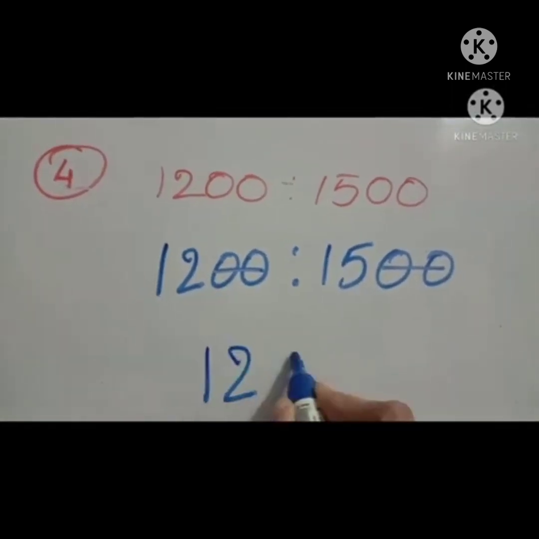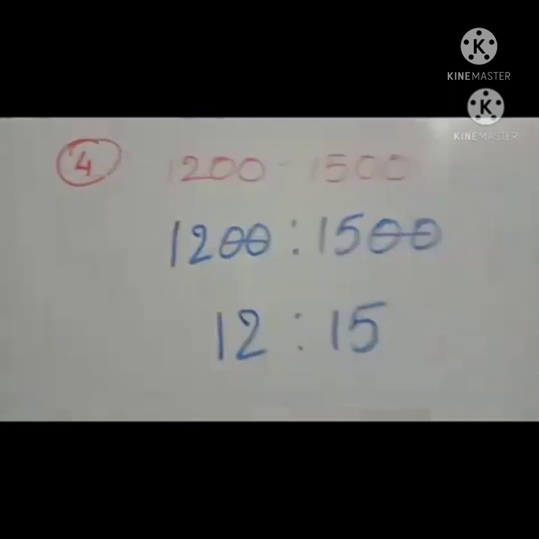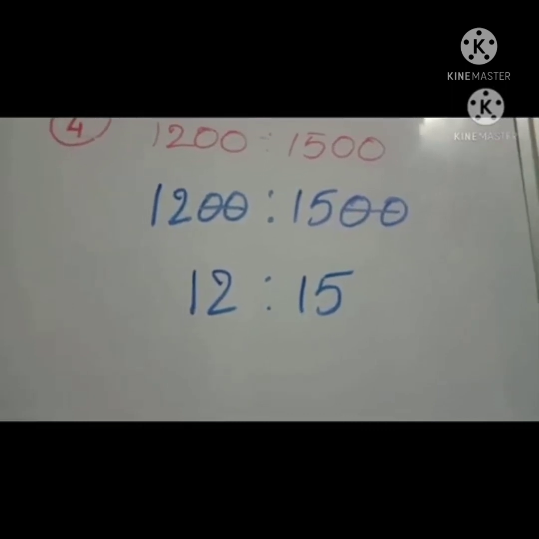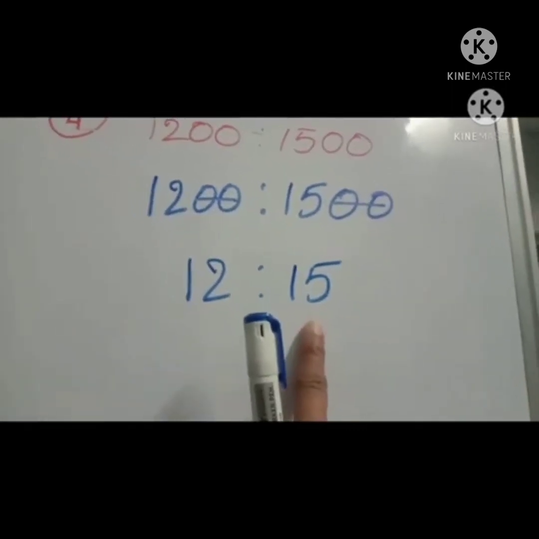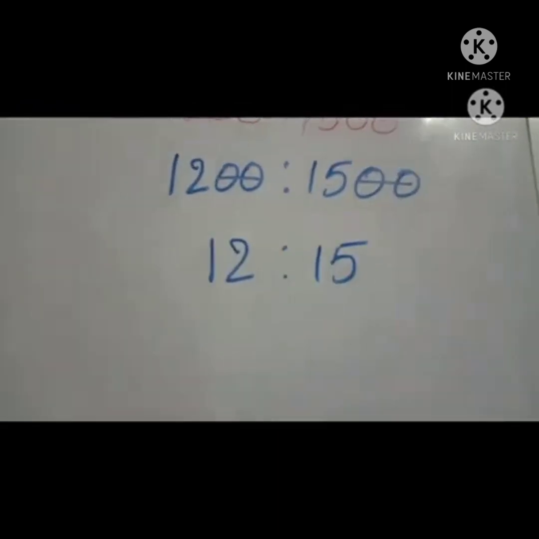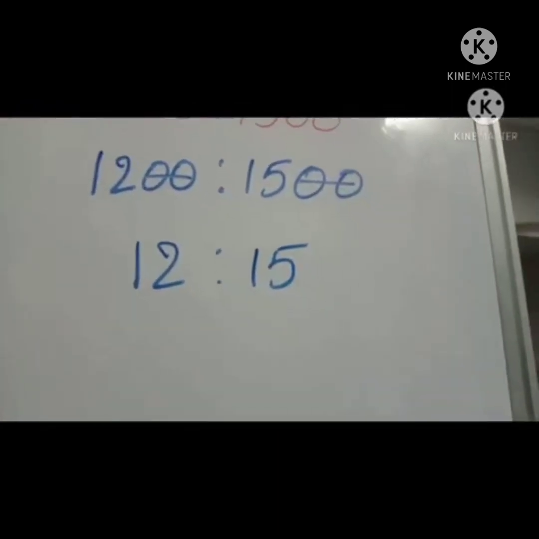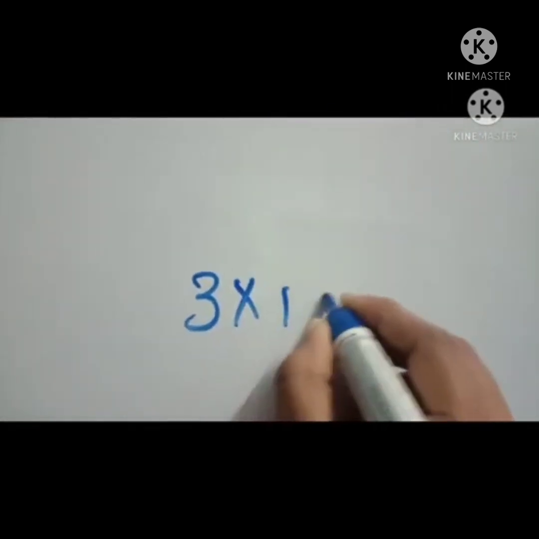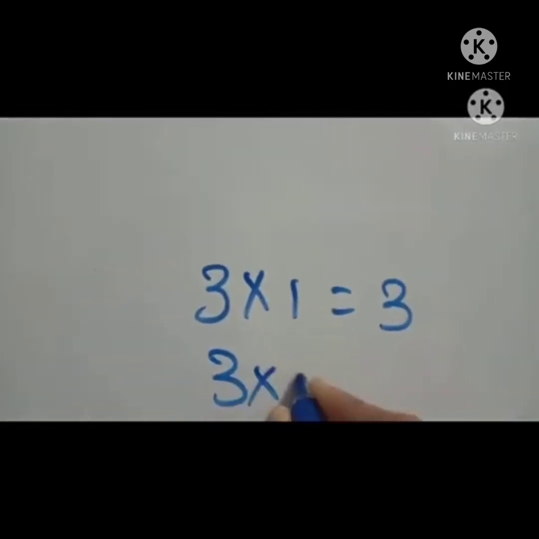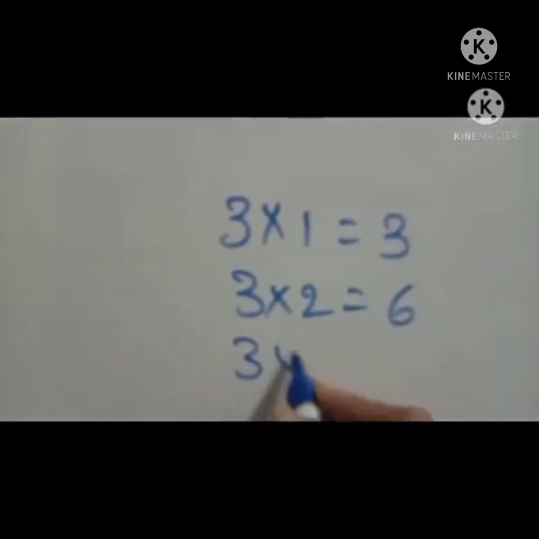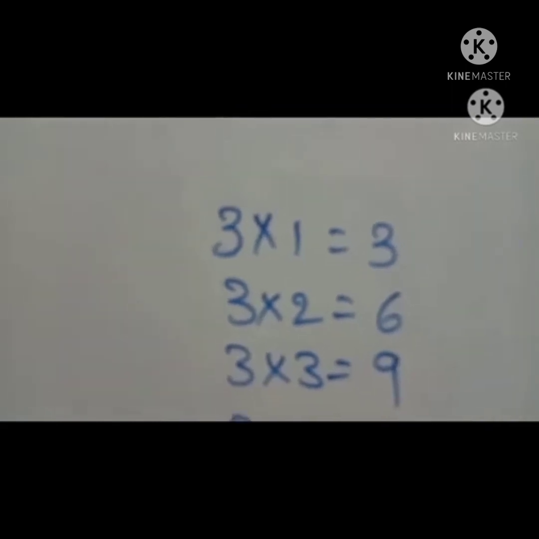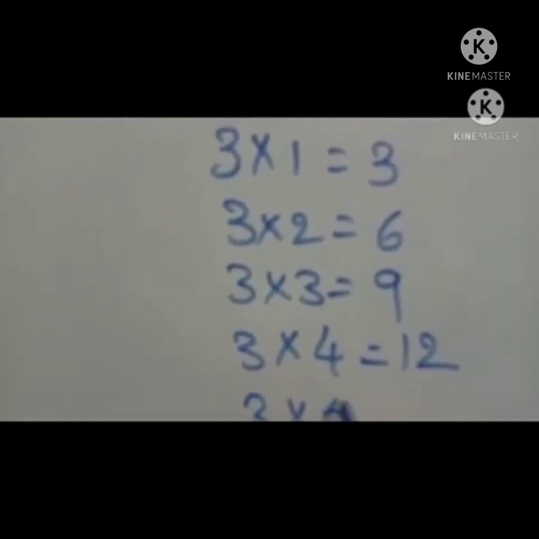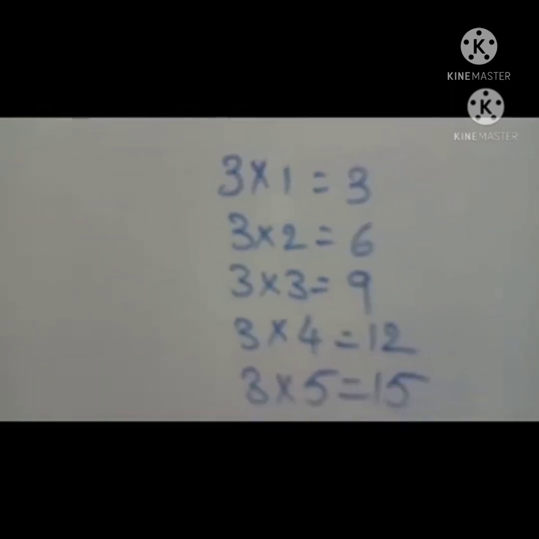Very good. 12 is to 15 is the number. Now by using this number, by using 12 and 15, we have to write the lowest form. 12 and 15 is there in which table? Very good. 3 table. See here the 3 table. 3 ones are 3. 3 twos are 6. 3 threes are 9. 3 fours are 12. 3 fives are 15.